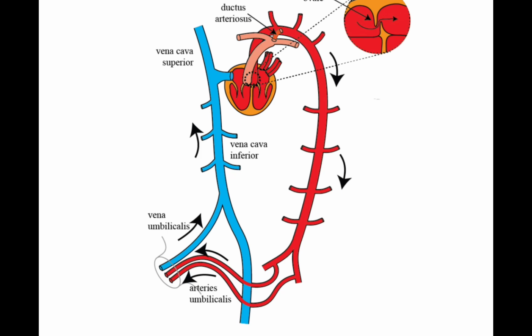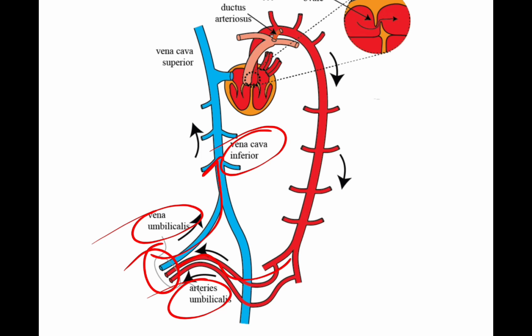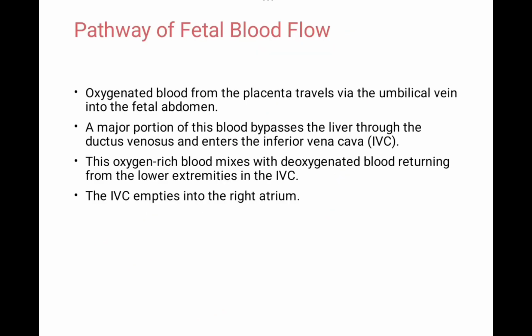So that's it. As you can see from this image, we still have our umbilical vein here, umbilical arteries bringing blood back, the umbilical vein taking blood up to the inferior vena cava, bypassing the lungs through the ductus venosus and back to the foramen ovale, where blood moves from the right atrium to the left atrium and continues to systemic circulation. So the pathway for fetal blood flow is that oxygenated blood from the placenta travels through the umbilical vein into the fetal abdomen.